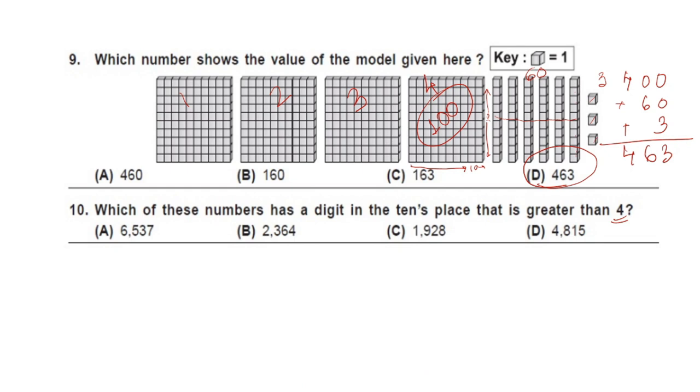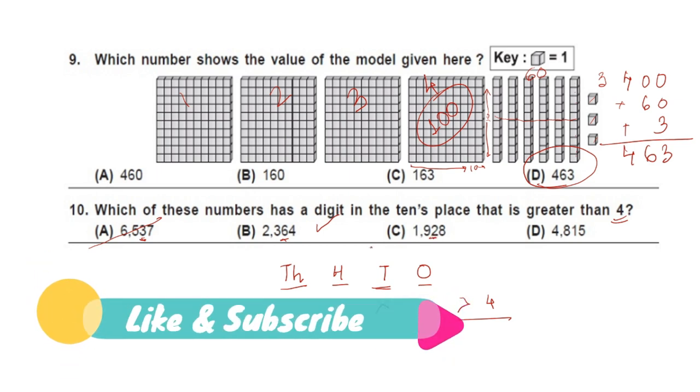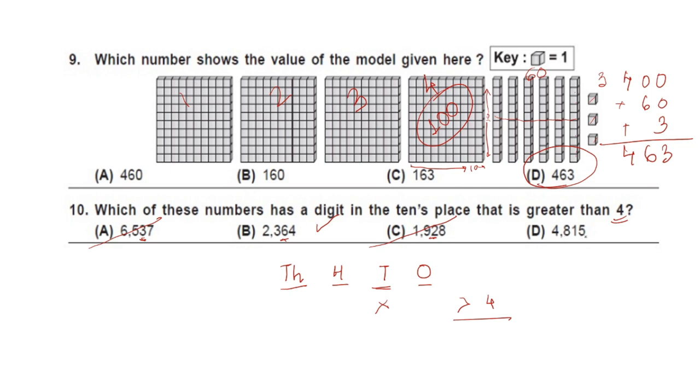Well, this is just testing your number placement. So a four digit number has thousands first, hundreds after that, tens is the third digit, and ones is the last digit. So you have to look at whether this third digit is greater than four or not. 6537. So three is in the tens place, which is not greater than four. 2364. So 6 is greater than 4. 1928. 2 is in tens place. It's not greater than 4. 4815. 1 is in tens place and it is not greater than 4. The right answer is option B.